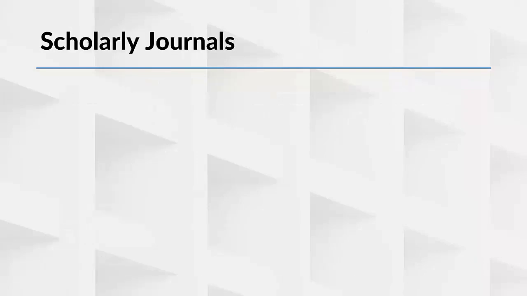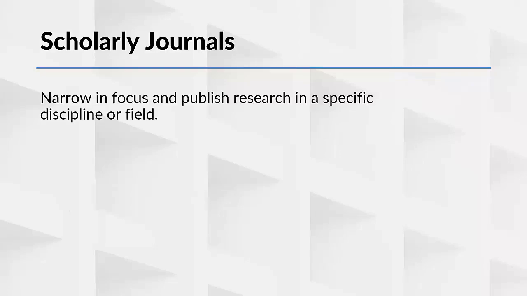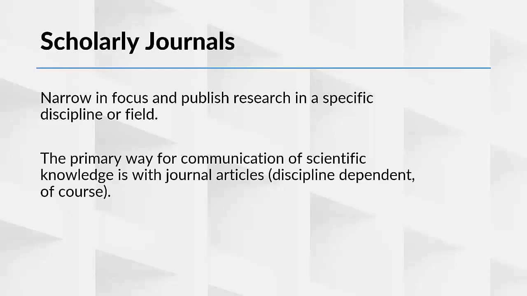Okay, so we'll talk about scholarly journals. So one of the more common ways to get your work out there, right? An article published in a journal. So scholarly journals are typically narrow in focus, and they publish research in a very specific discipline or field, right? It's the primary way for communicating scientific knowledge, right? You publish a journal article.